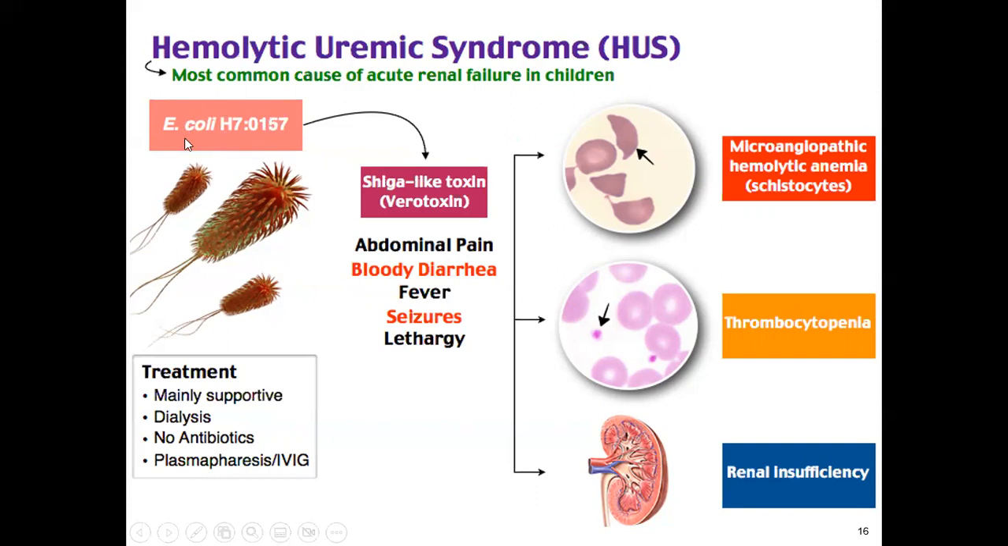So the E. coli produces the toxin. The toxin produced by E. coli causes the destruction of red blood cells and damage to the blood vessels. So when blood vessels are damaged in the kidney, we call it microangiopathy, or microangiopathic hemolytic anemia.